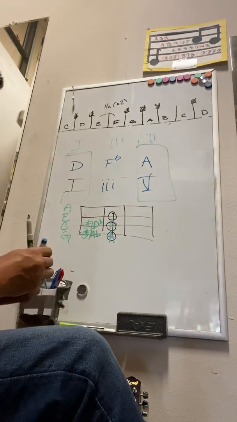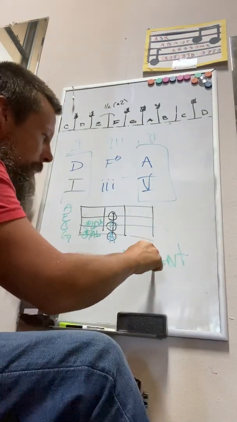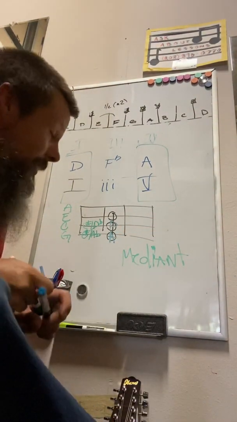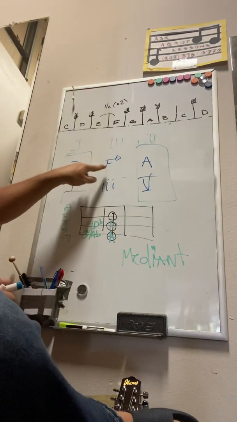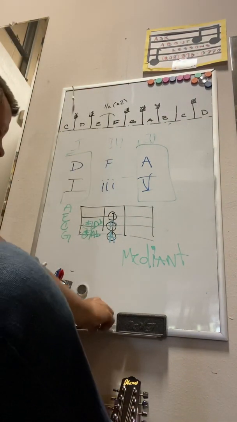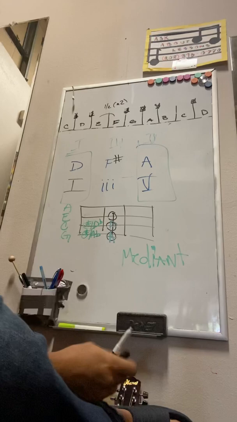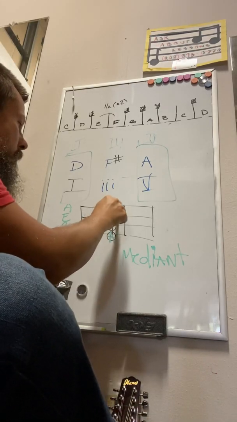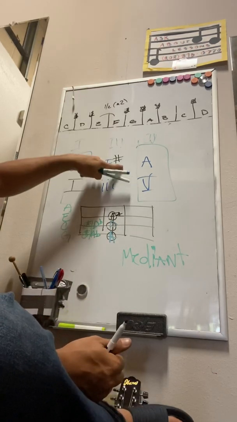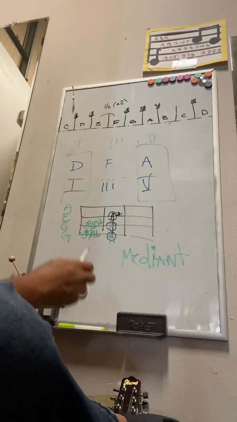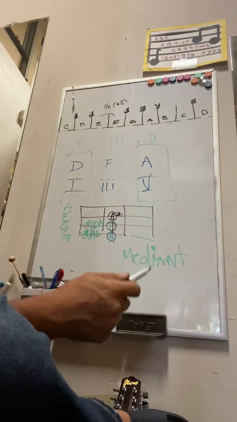The mediant is spelled M-E-D-I-A-N-T, mediant. This mediant determines major or minor, meaning when you've got your D, F sharp, and your A, to make this D major a D minor, you flatten the F sharp to an F, meaning D, F sharp, A, which is major, now became D, F, A, which is minor.